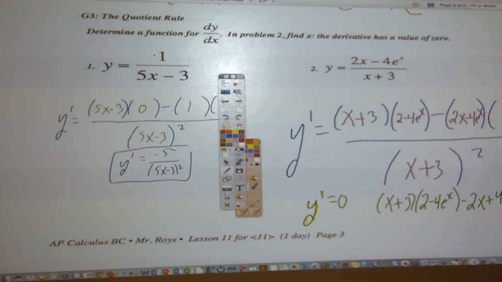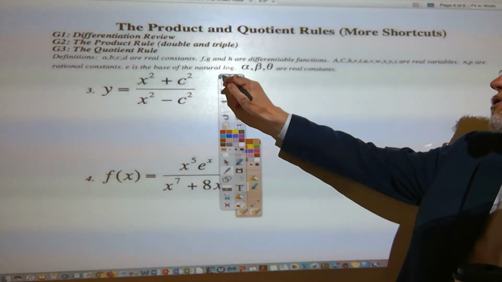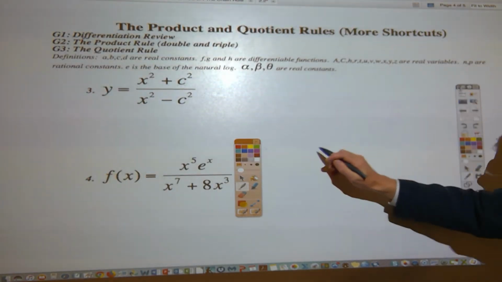And this is the equation you'd have to solve. I'm not saying that'd be easy, but that's the equation you'd have to solve. I'm going to leave it to you to think about how you would actually solve that and whether you would need a calculator. But that's all I'm going to say about number 2. Let's go ahead and go forward to problem 3.